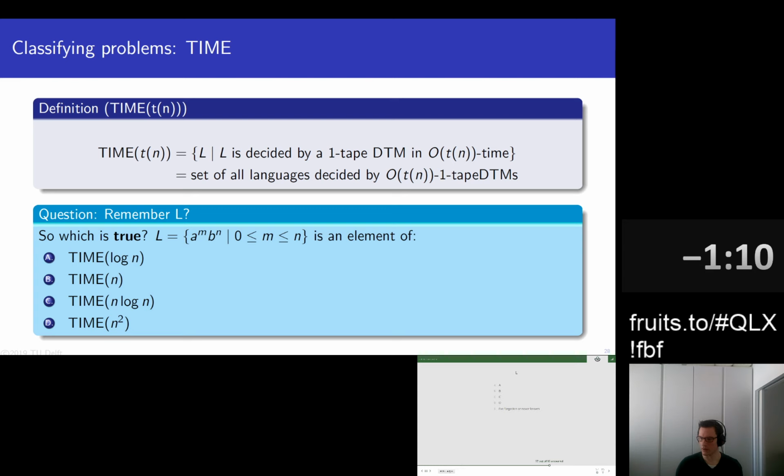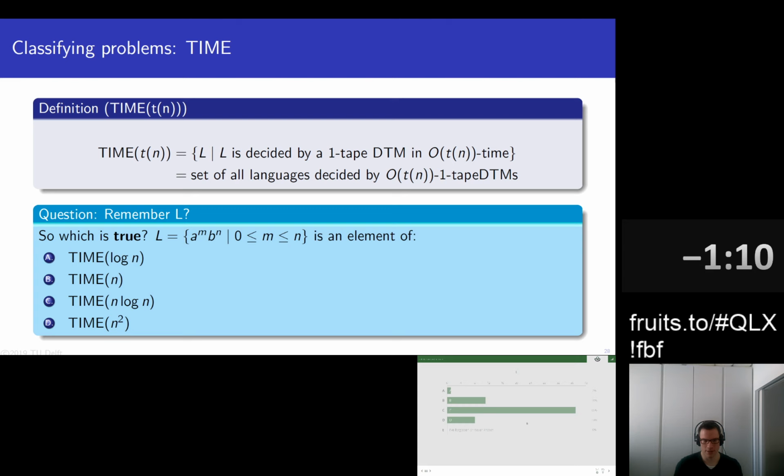And let's take a look. Okay, answer C is by far the most popular. Yes, so we indeed saw that we found an n log n algorithm that can work on a single tape Turing machine, as well as an n squared algorithm. So it belongs to C, but by extension then it also belongs to D, right? Because if something is O(n log n), it's also O(n squared). So C and D are both correct answers here.